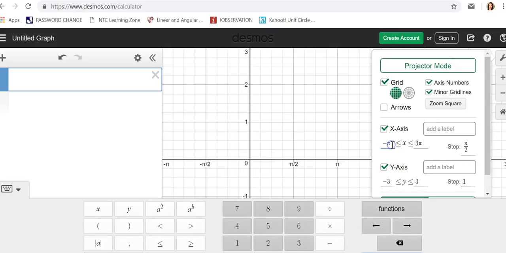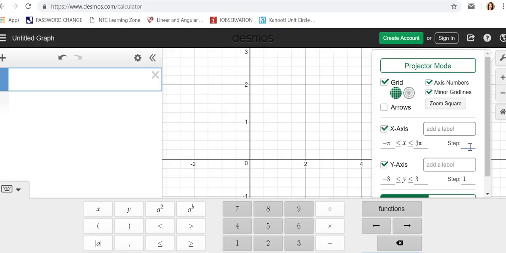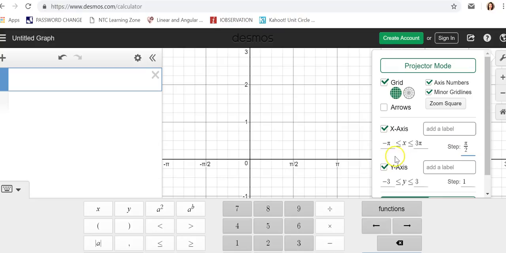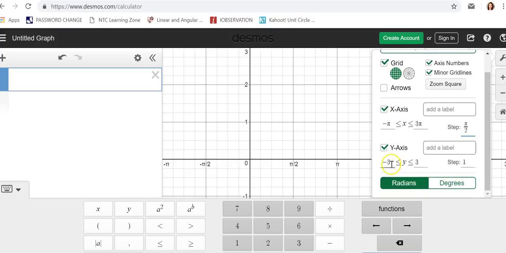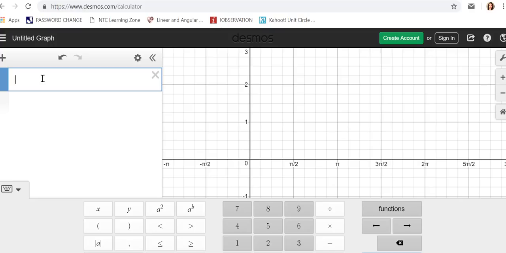And my x-axis starts at negative pi. Could you check the first graph on your paper? Does it start at negative pi? And then it stops at 3 pi? And would you agree that it has a mark at every pi over 2? So I can set the window to look however I want, to match the graph that I'm looking at. And does the y-axis start at negative 3 and stop at positive 3 with a scale of 1?